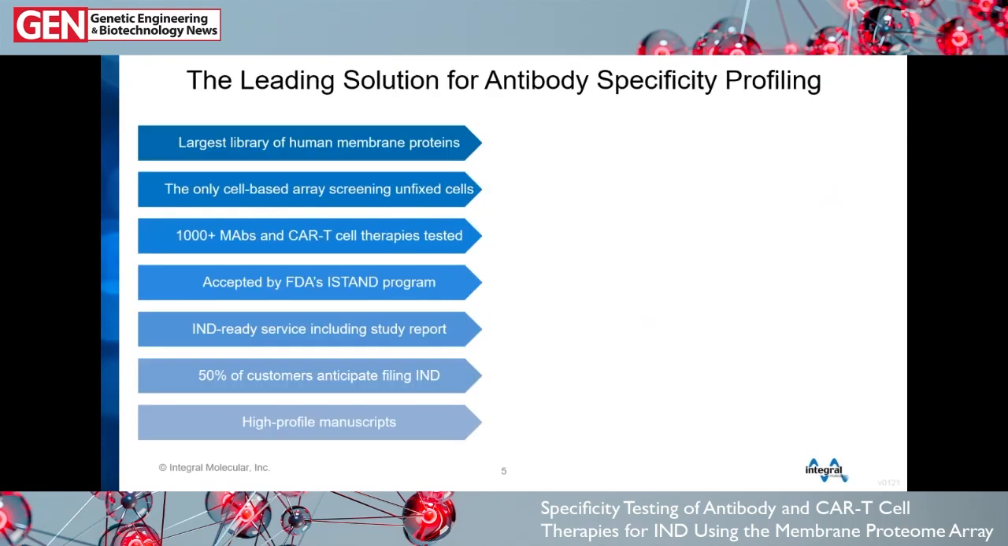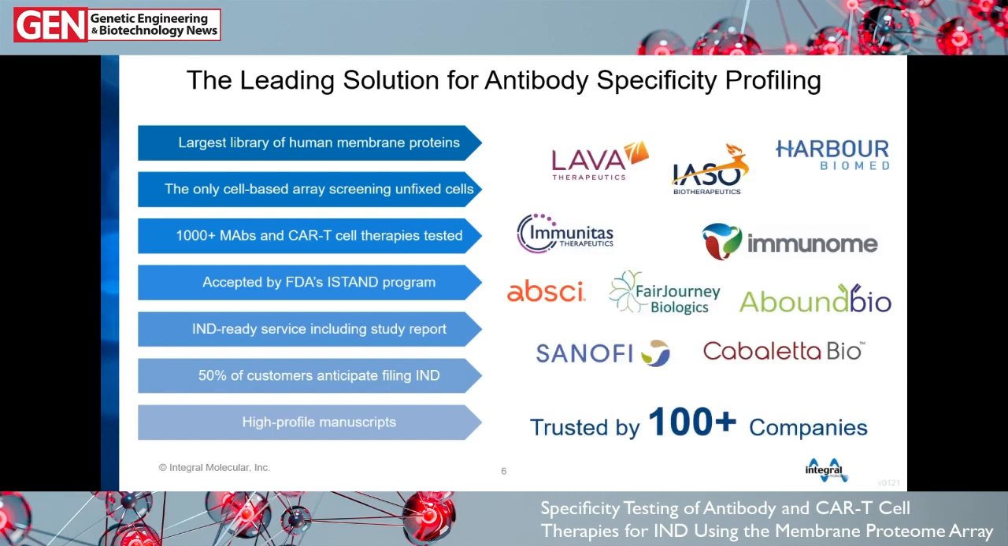In order to do so, Integral Molecular developed the Membrane Proteome Array, and it is the leading solution for antibody specificity profiling. There are a number of reasons why this is the case, and I will discuss each of these in more detail today. I think the best validation of the MPA, though, is the fact that we are trusted by over 100 companies who have repeatedly come back to us to test their molecules on the array. Many of these have actually integrated the MPA into their development pipeline to be used as a standard as they make their decisions moving forward.